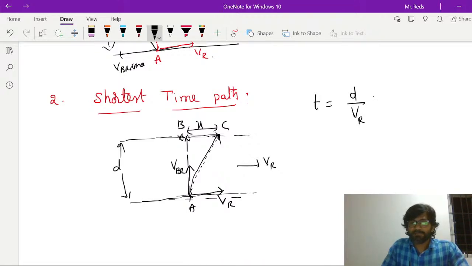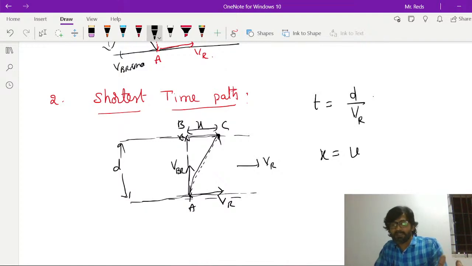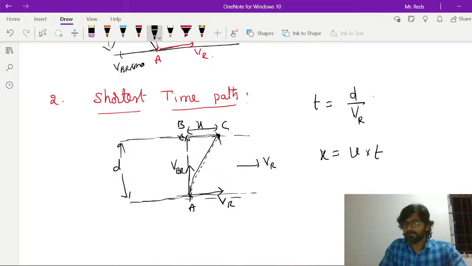Whereas the drift, the distance, is equal to velocity into time. The drift is nothing but the distance BC traveled, equal to velocity into time. The velocity with which the boat has traveled to cover this distance, into the time. We can take this time, and the particular velocity component you have to consider here, then you will get the drift value. If you substitute the corresponding velocity and time, you will get the drift value.